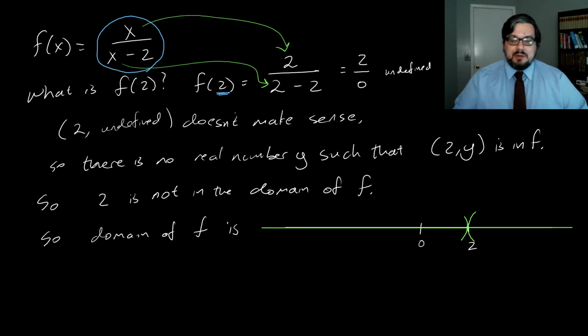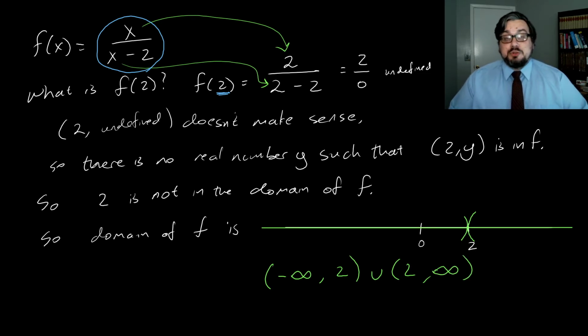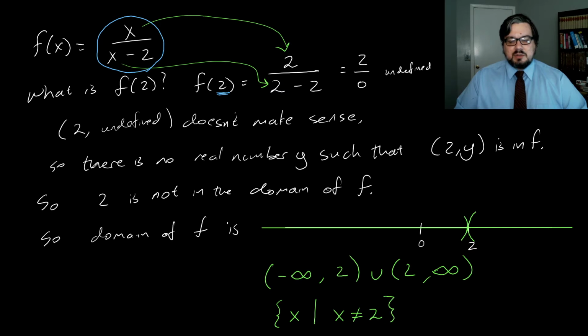We can also write it down using interval notation. In this case, the domain of f is a union of two intervals, from -infinity to 2 and from 2 to infinity. So this union of two intervals includes all real numbers except 2. And we could also write down the answer using set builder notation. We could say that the domain of f is all x's such that x is not equal to 2. So these are just three different ways of writing down the domain of f.